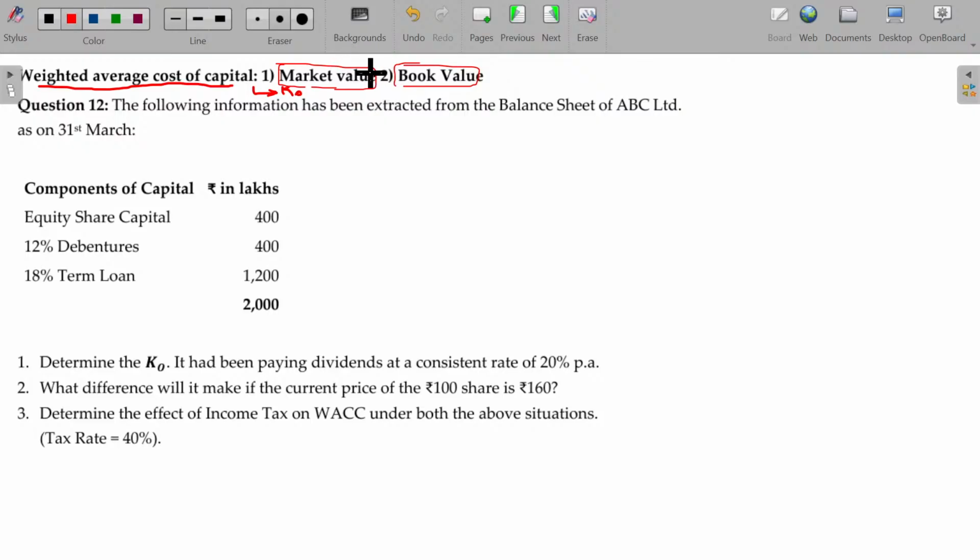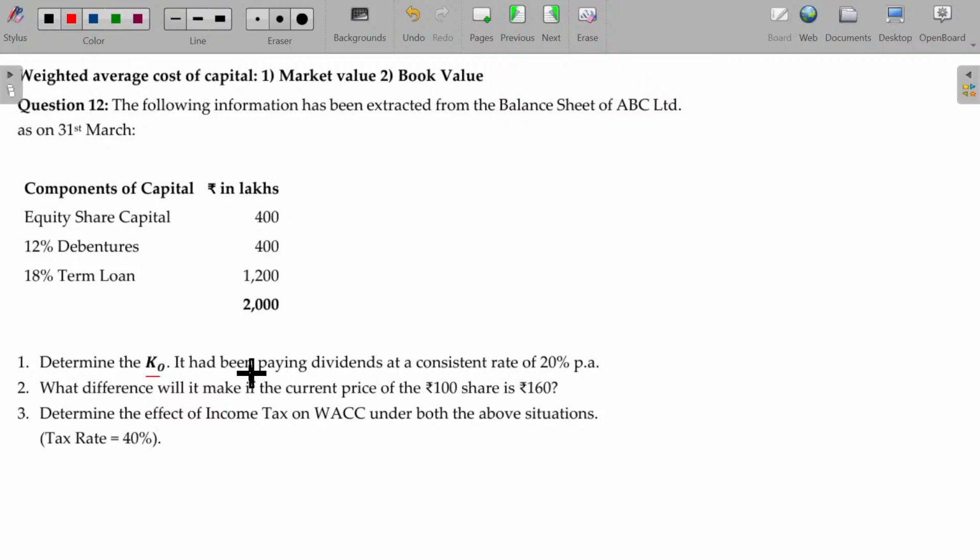Let me first try to solve the illustration using the book value approach, and then we'll go with the market value. The value given in the book will be taken as it is, which is called book value approach. Then, if the market value for the equity share capital is taken for the capital structure calculations, it is called market value approach.